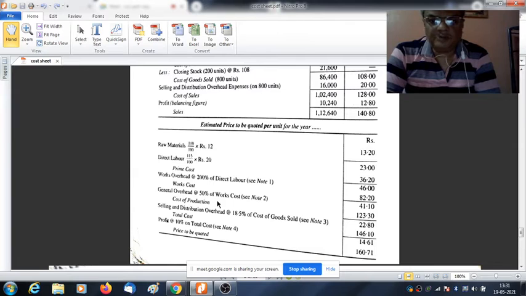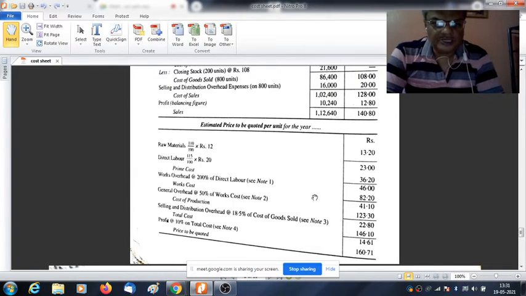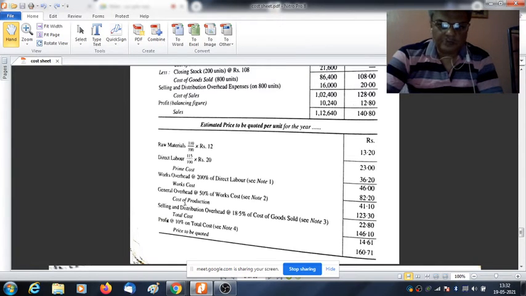Similarly, general overhead is 50% of work cost. Work cost we have computed, that is 82.20, so 50% becomes 51.10. Up to this point we have the cost of production.